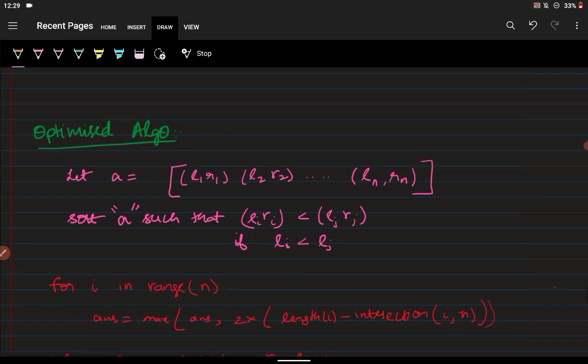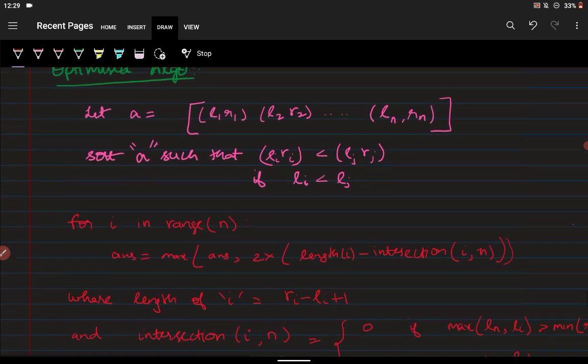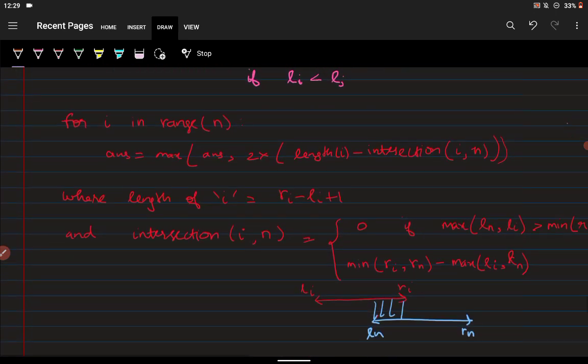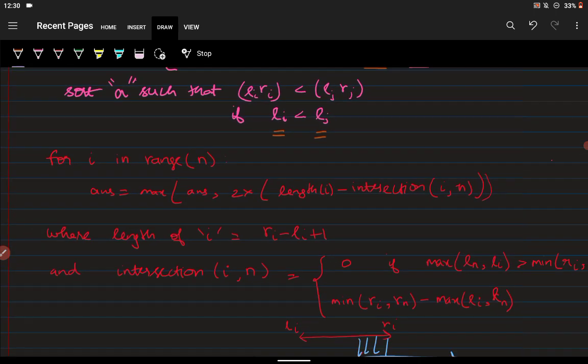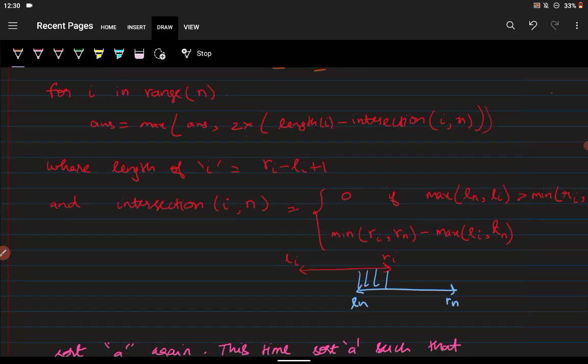Let's look at the code for this, not the code, like pseudocode. We are storing a as all the pairs. We are sorting a based on the Li values, the first values. Now the answer is basically 2 times the length of I minus the intersection of I comma n. This is the ith element, this is the last element. Why are we taking the last? If there is some other element here, it will have more intersection, while the last element will have the least right intersection.